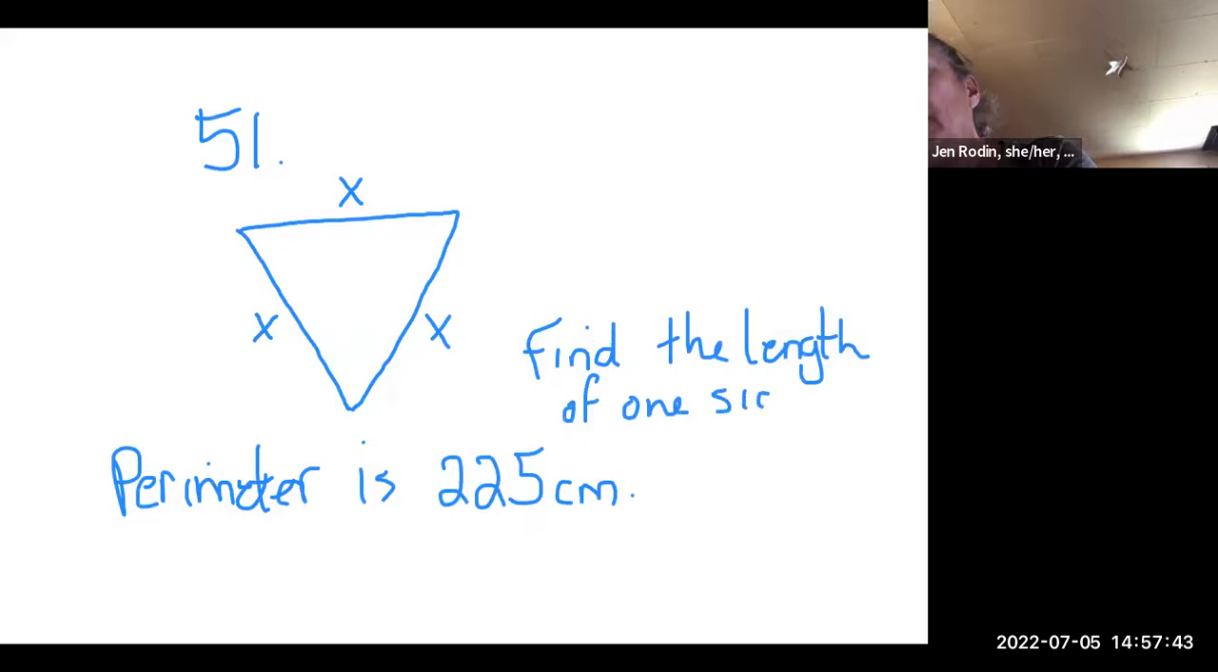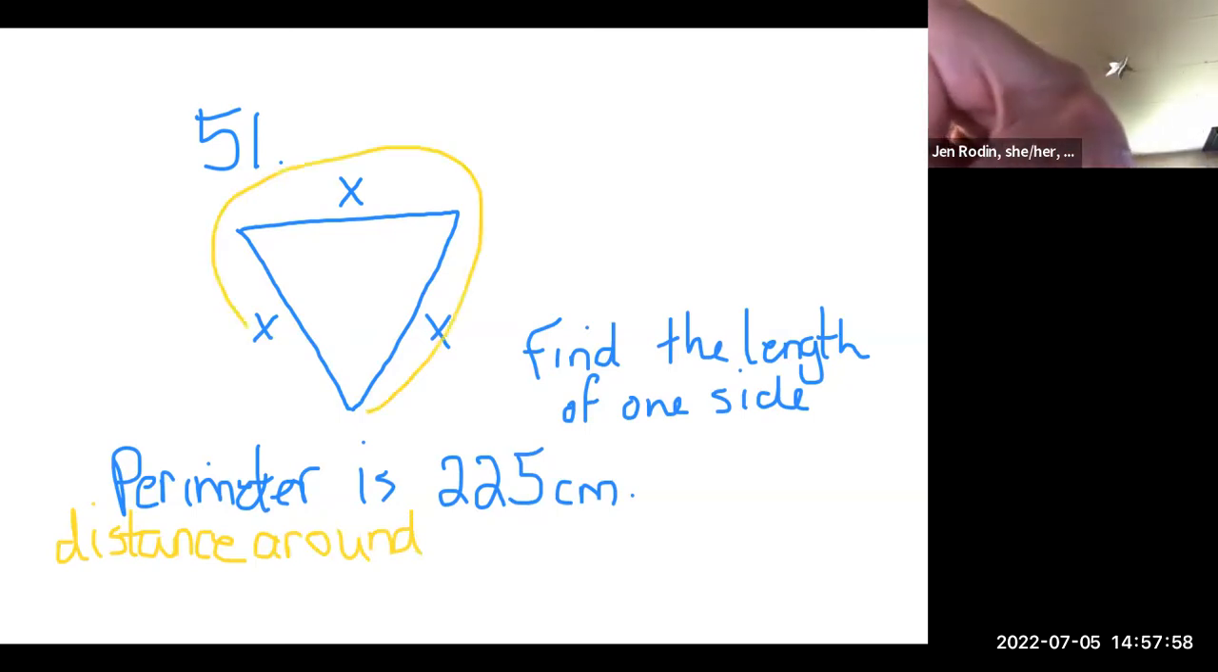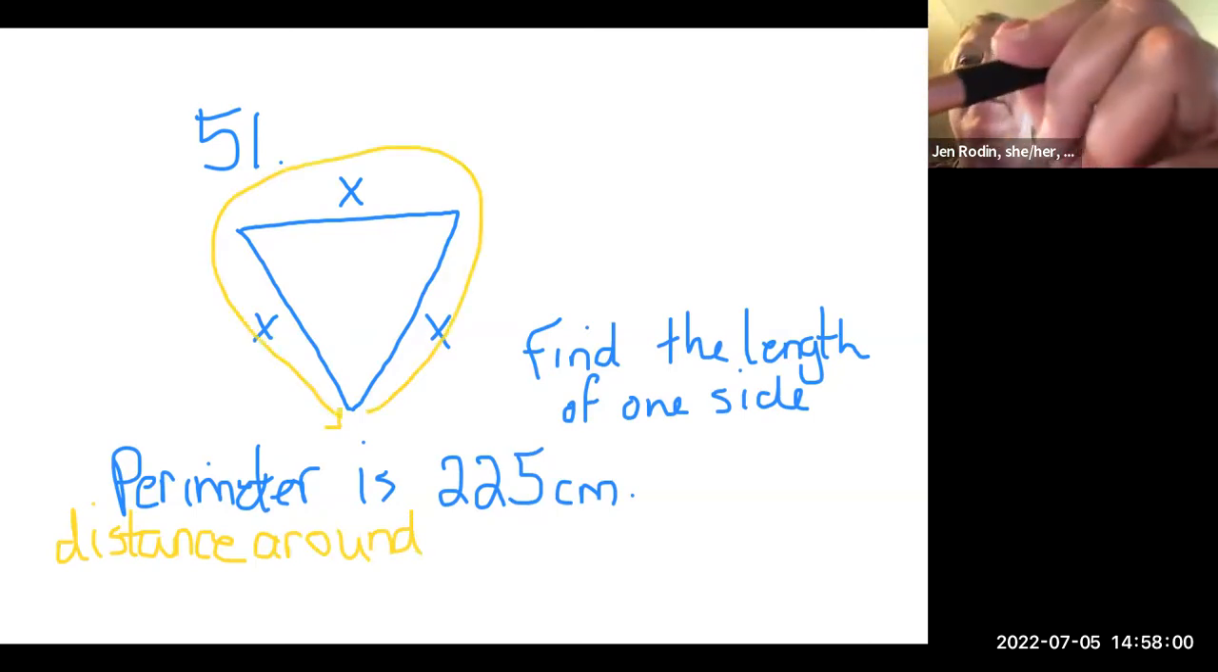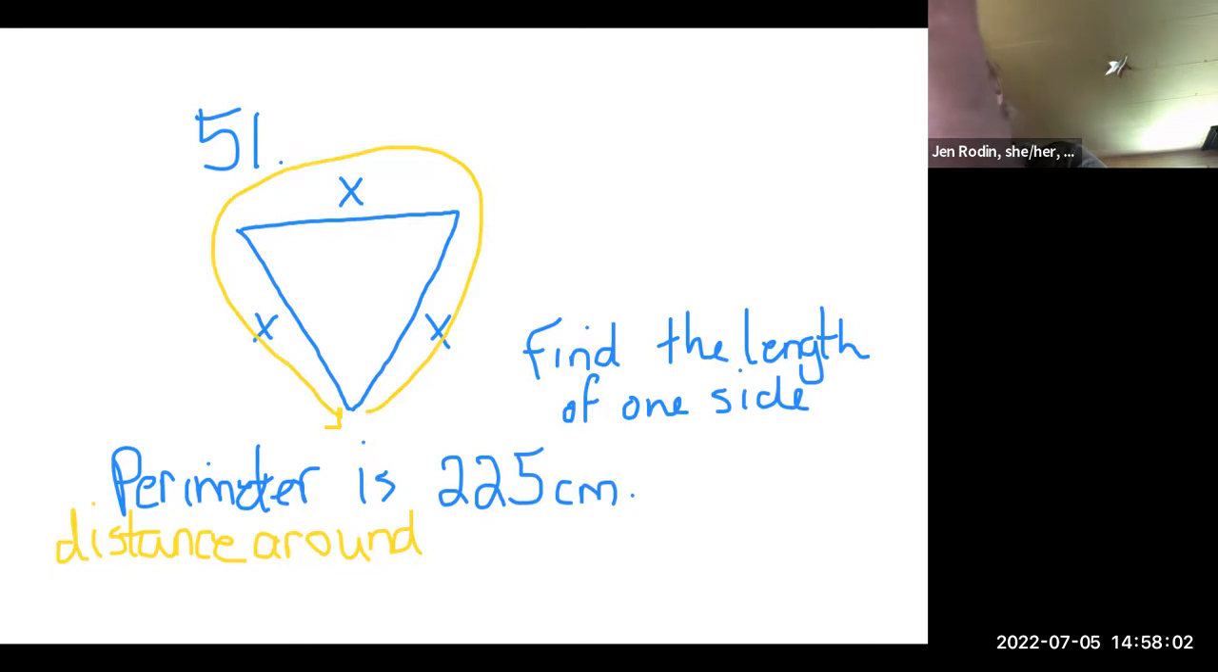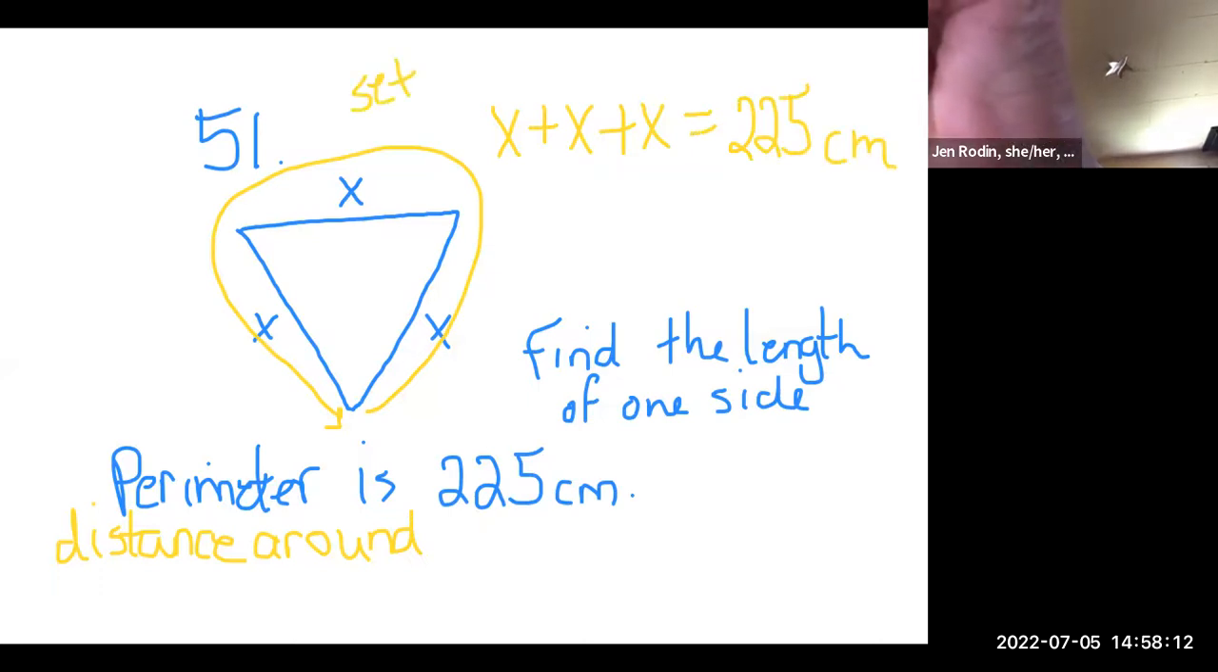So this is another example. The perimeter is the distance all the way around. So if the distance all the way around is 225, that's all these x's added together. X plus x plus x. And so that would be the setup. That's using perimeter, this with its label. I call it the setup.